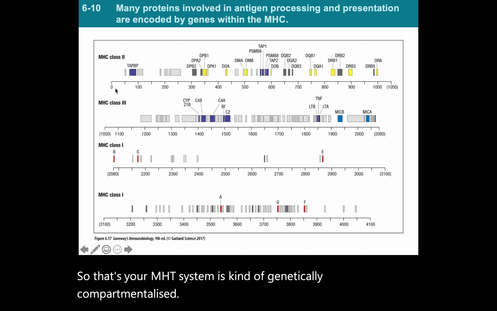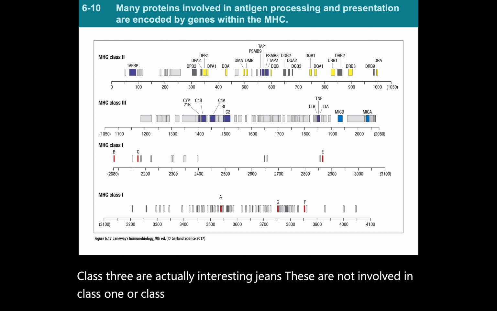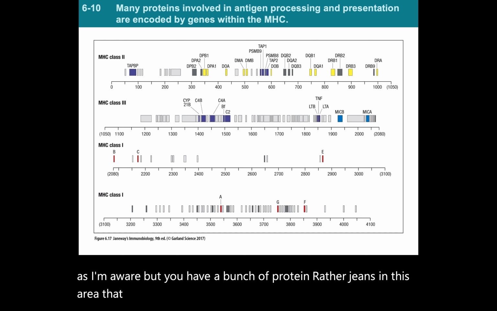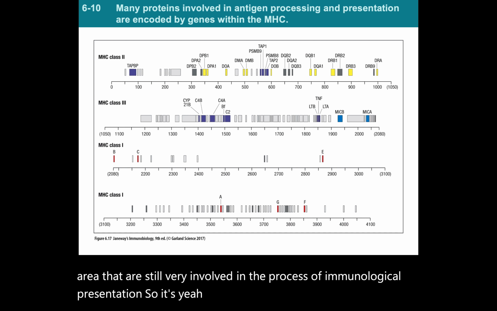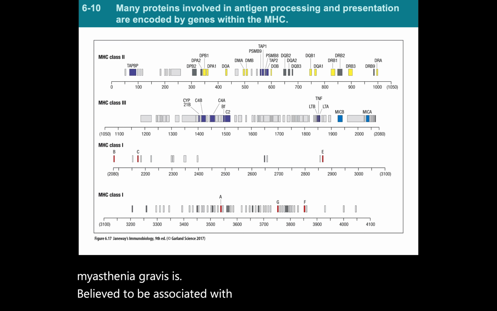Class 3 are actually interesting genes. These are not involved in class 1 or class 2 presentation. They don't actually present as far as I'm aware, but you have a bunch of genes in this area that are still very involved in the process of immunological presentation. So it's related to class 1 and class 2, but in a different way. For example, the disease myasthenia gravis is believed to be associated with a mutation in this area.